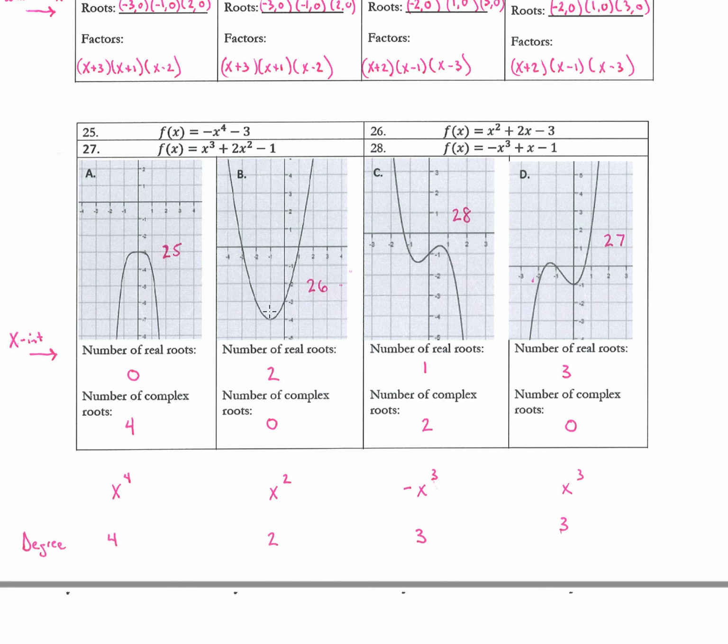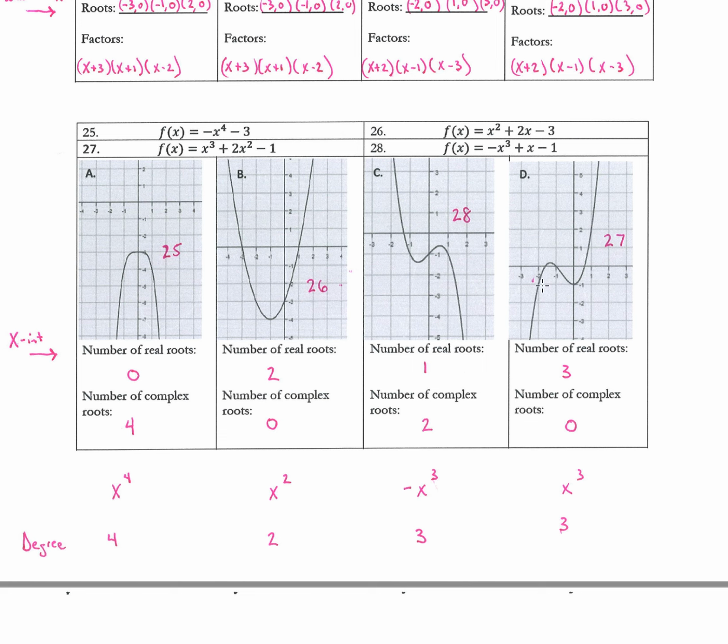26 is just some quadratic, so it looks like it's this one right here. This is just a smile. It's got 2 x-intercepts, meaning 2 real roots, so it's got 0 imaginary. C is a negative cubic, so it's 28. It's got 1 x-intercept, so then it's got to have 2 imaginary solutions.